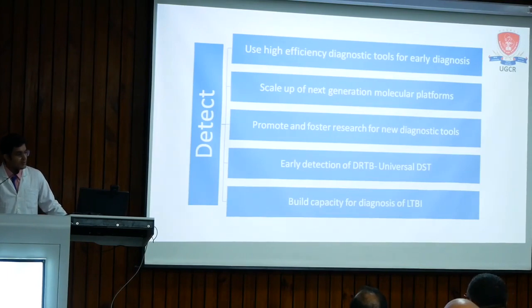The detect pillar involves a few major strategies, such as using high-efficiency diagnostic tools for early diagnosis, scaling up of newer next-generation molecular platforms, promoting and fostering research for new diagnostic tools, early detection of drug-resistant tuberculosis using the universal drug susceptibility testing, and building capacity for diagnosis of latent tuberculosis infections.